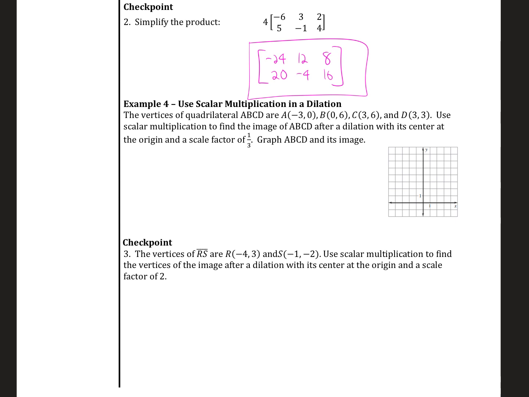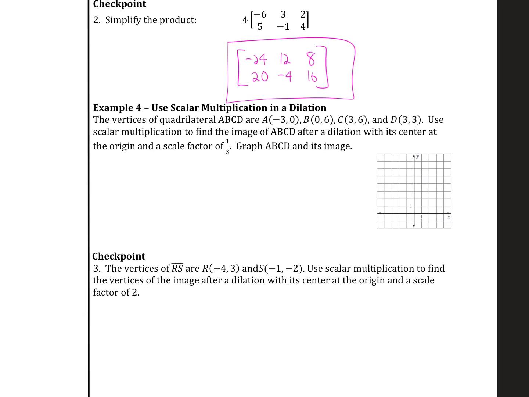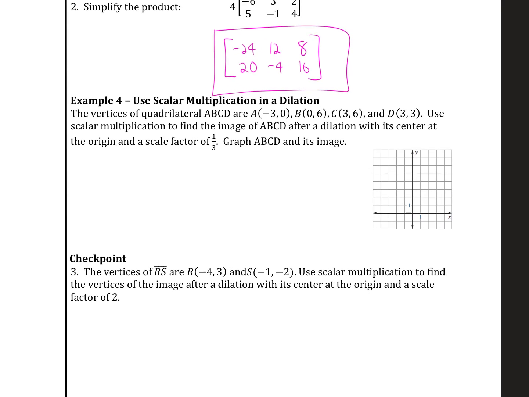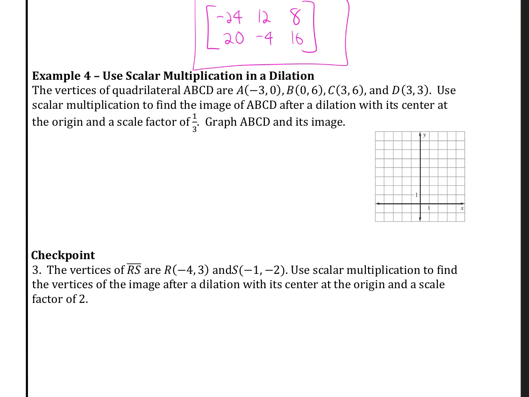All right, so example 4. We are graphing a quadrilateral, and we're going to dilate it. We're going to use a scale factor of 1/3. Is that a reduction or an enlargement? It's going to be a reduction, okay? So I think it's easiest to make a matrix here to do this, okay? So we have to make some room here.